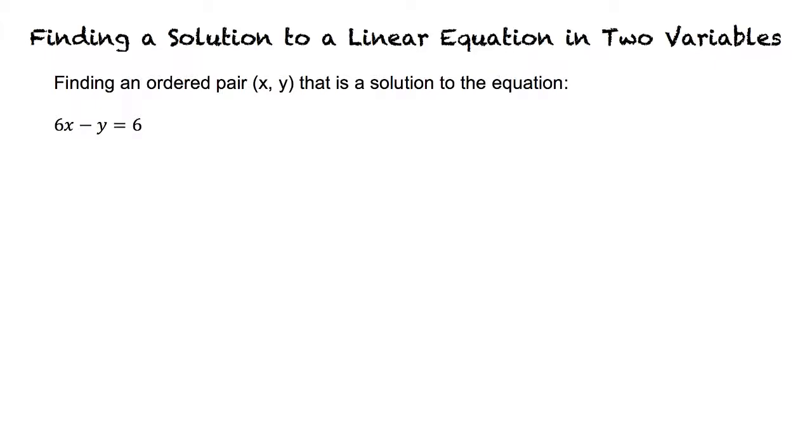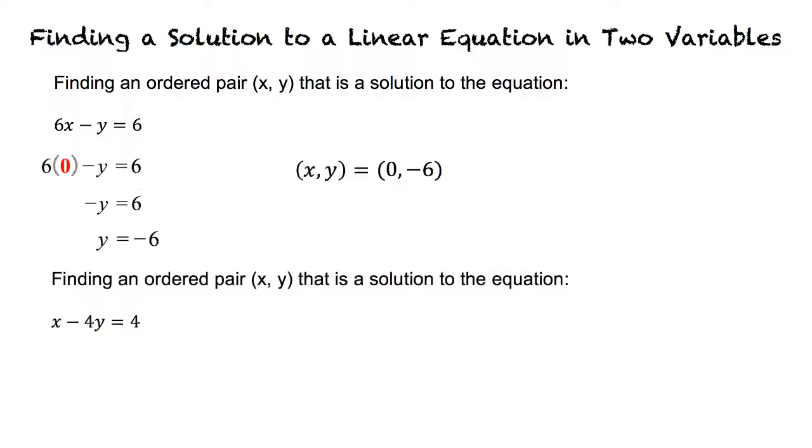Now we'll solve for y. By substituting 0 for x, we get 6 times 0 minus y equals 6. This leaves us with negative y equals 6, and then after dividing both sides by negative 1, we result with y equals negative 6. So when x equals 0, we have y equals negative 6? Exactly. In other words, the pair x, y equals 0, negative 6 is a solution to the equation 6x minus y equals 6. Let's take a look at another example.